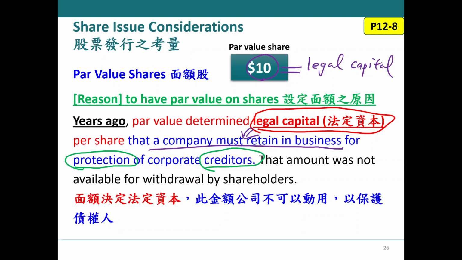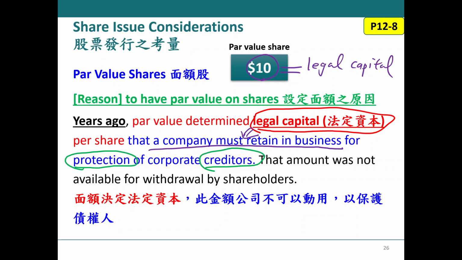Okay? So that's the reason. But always, one thing has a good side and a bad side, right? So the good side is the good reason, but because of this, we also have some issue, some problem. So what's the issue? Could you tell me whether $10 is the share price? $10 is not the share price. $10 means par value. It means legal capital. Its purpose is to protect creditors. That's it.